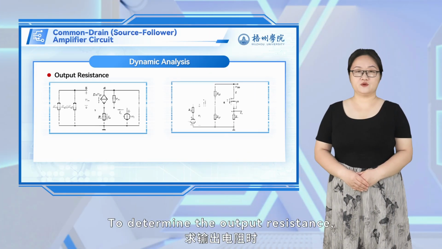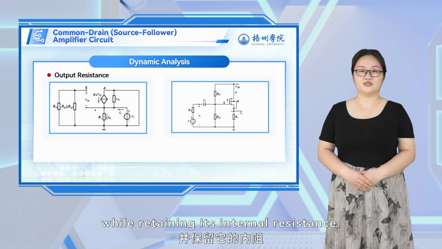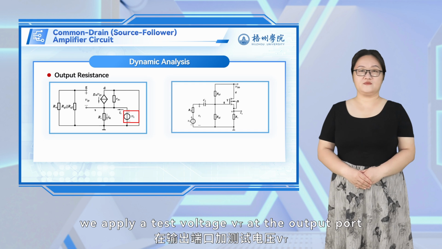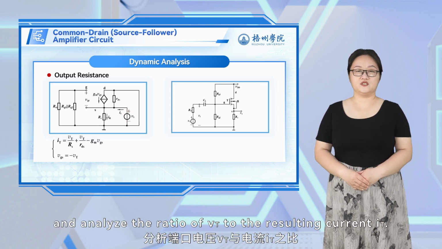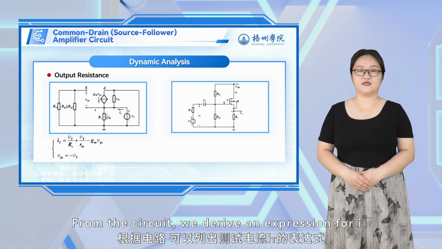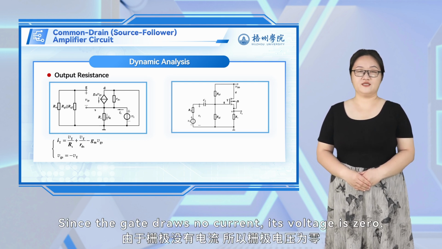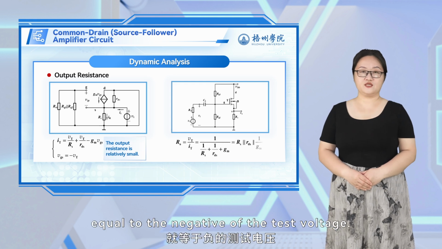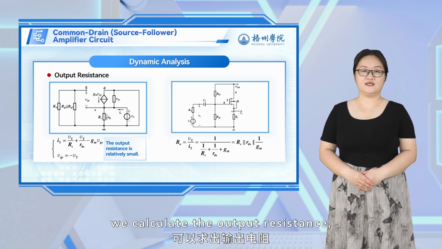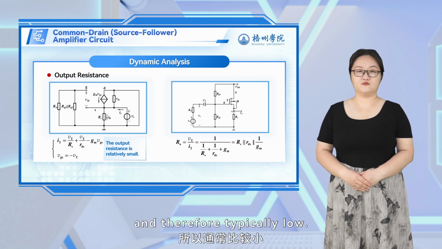To determine the output resistance, we set the independent source V sub s to 0 while retaining its internal resistance. With no load connected, we apply a test voltage V sub t at the output port and analyze the ratio of V sub t to the resulting current I sub t. From the circuit, we derive an expression for I sub t. Since the gate draws no current, its voltage is 0, making the gate-to-source voltage equal to the negative of the test voltage. From this relationship, we calculate the output resistance, which is the parallel combination of three resistances and therefore typically low.